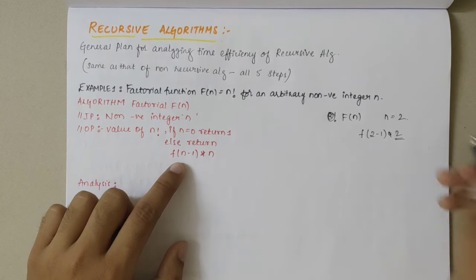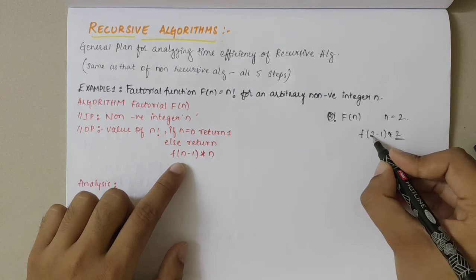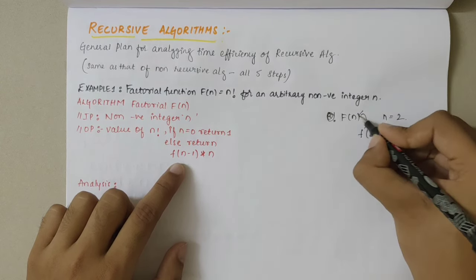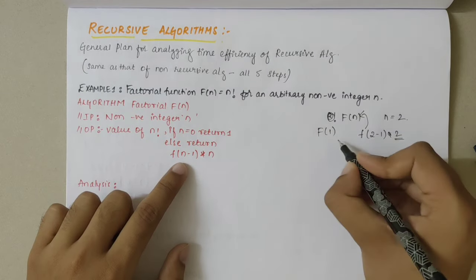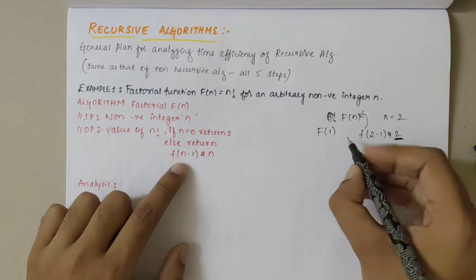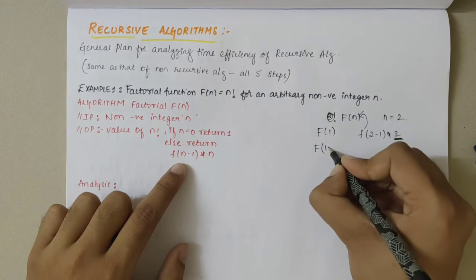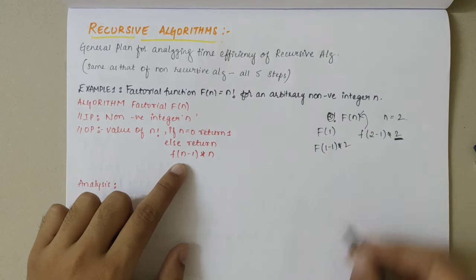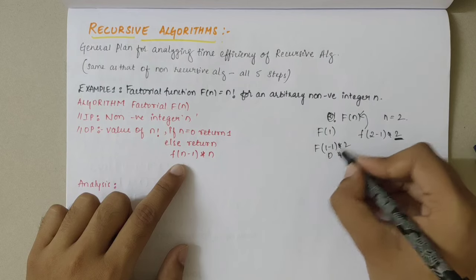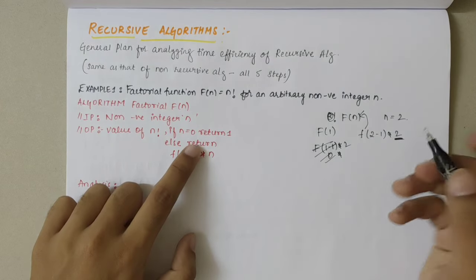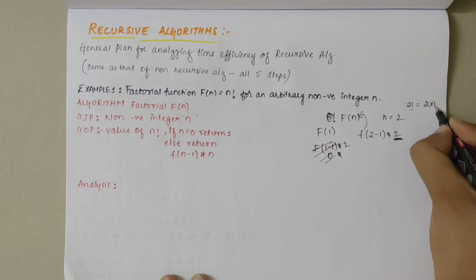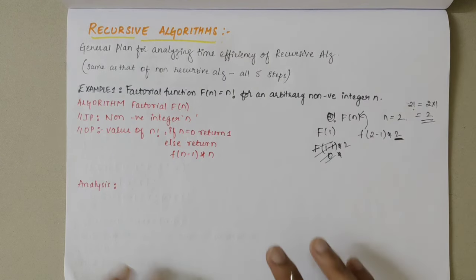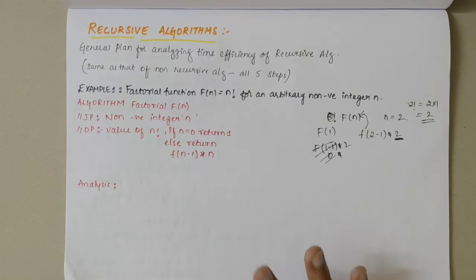What is 2 factorial? 2 into 1, 2. So I'll get 1 here. So again, this will go back here. F of 1. So f of 1, what is the value here? And I've got 2 here, right? So f of 1 minus 1 into 2. 1 minus 1 is 0. So here this need not be considered. And when n becomes 0, it will return 1. So 2 factorial is 2 into 1, that is 2. So this was about the factorial algorithm definition.